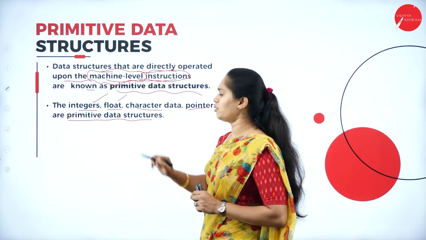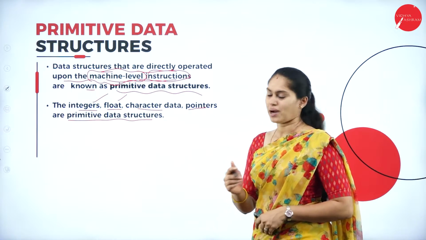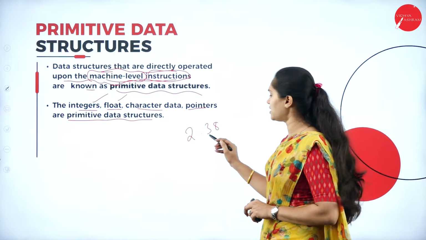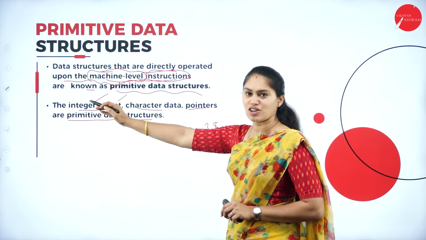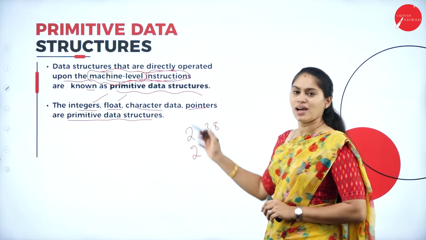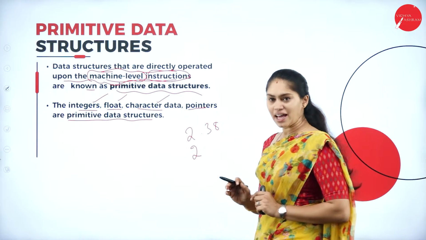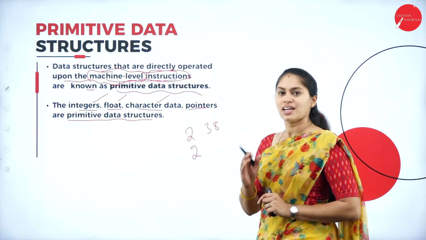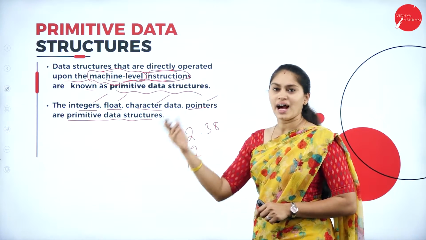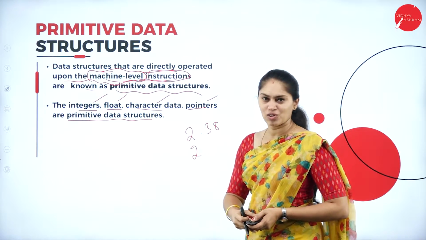When it comes to the float, it will have both whole numbers as well as a fractional part. For example, if I want to store a number like 2.38, at that time I should go with float instead of integer. If I want to have only 2, I have to go with an integer data type. Then we have character data, which stores characters, and also a pointer, which holds the address of another variable in computer memory. This is regarding primitive data structures.